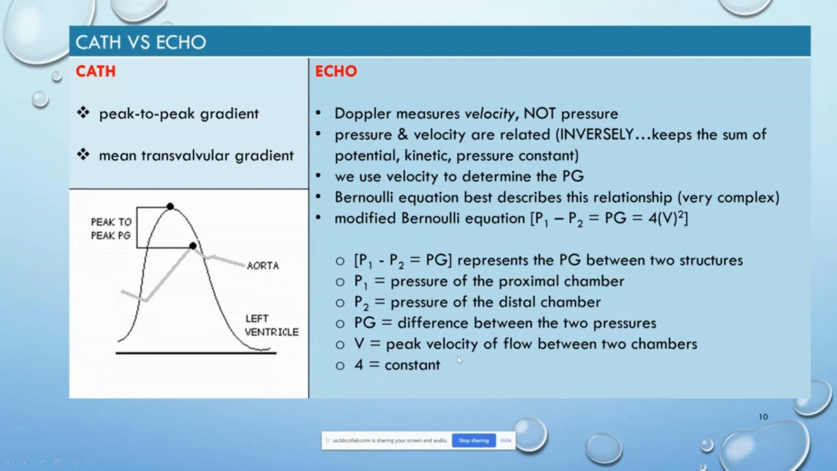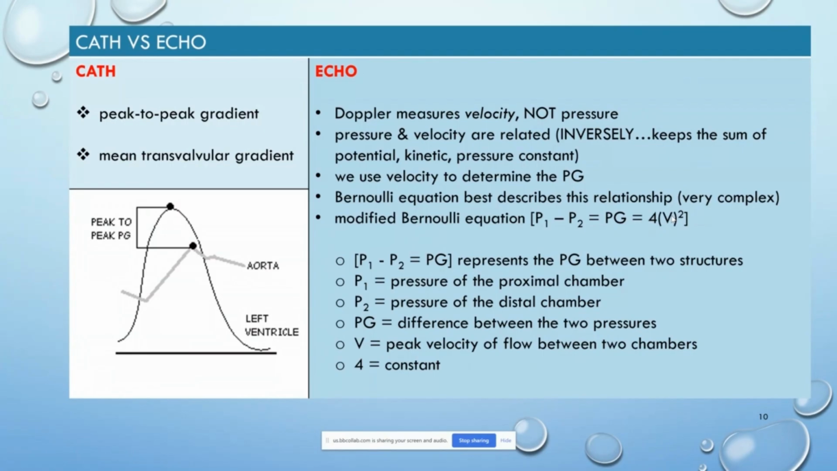The velocity is the peak velocity of the flow between the chambers, and then you'll see a number 4, which is a constant. So another formula for a pressure gradient is 4 times the velocity squared. That is a modified Bernoulli's equation. This number 4 will never change, and this squared will never change. The only thing that changes is this velocity right here.